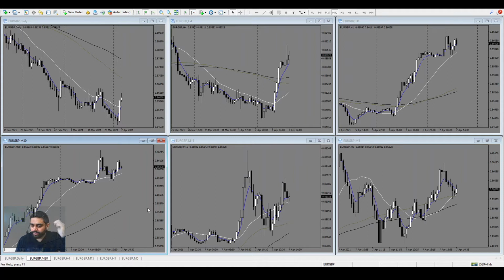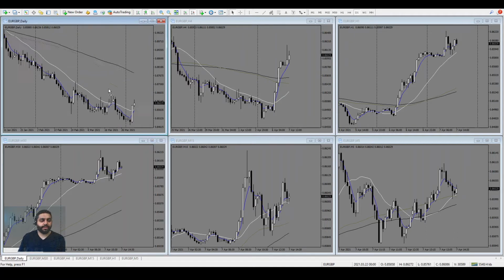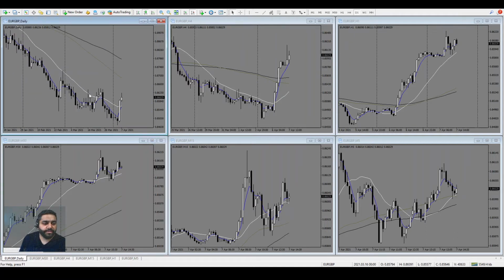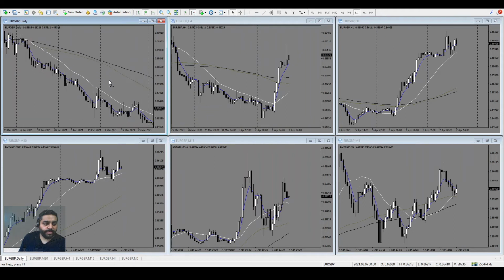We're looking at Euro GBP. Time is 12:39. Date is the 7th of April 2021. Some market analysis on Euro GBP. We're looking at D1 first. It's a downtrend on D1.